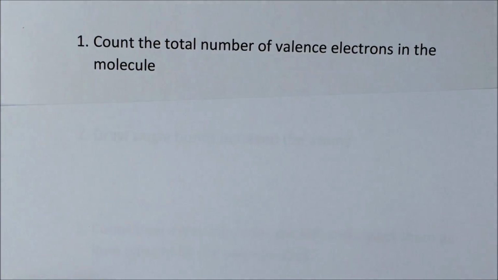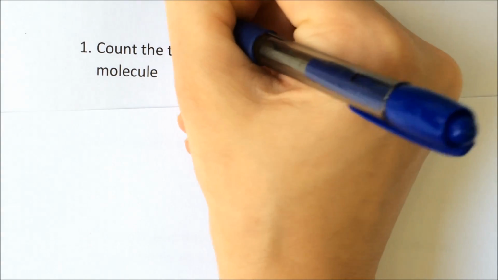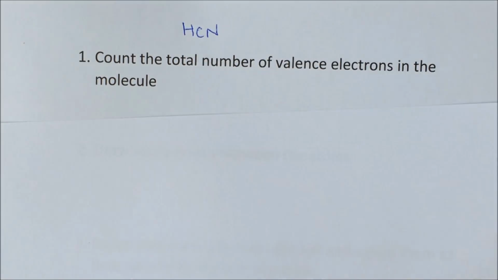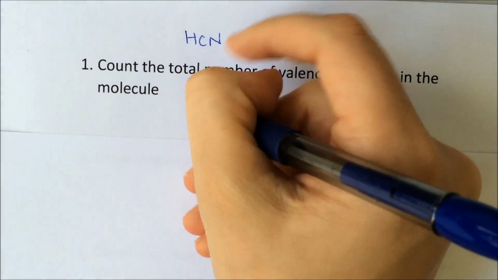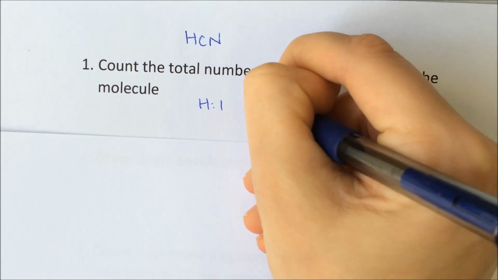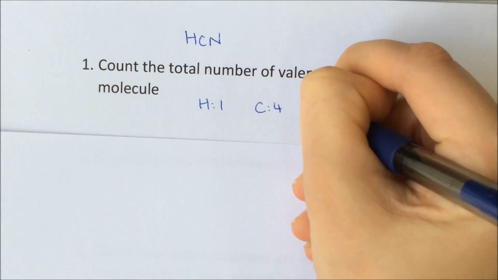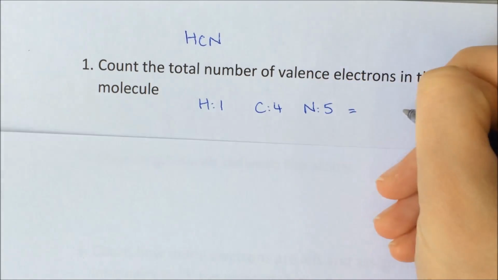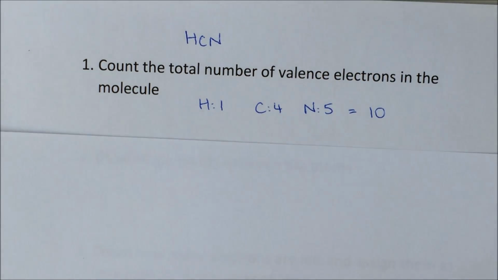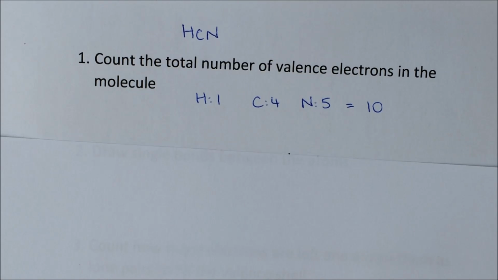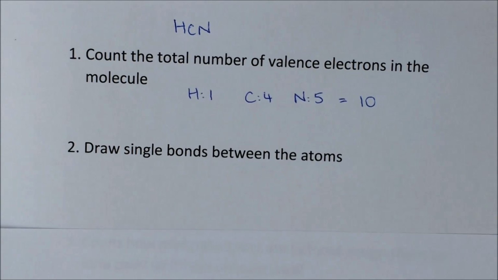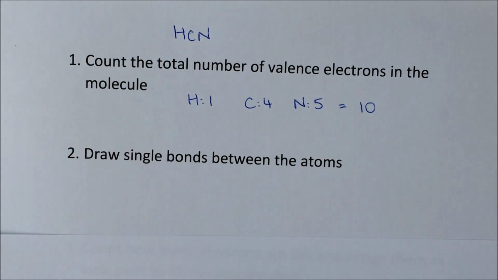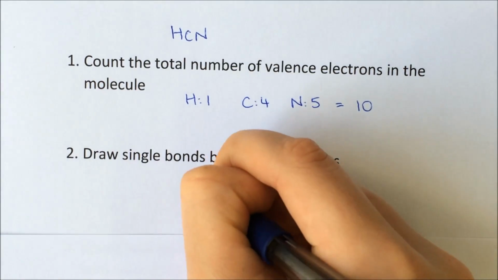Another example that we're going to look at is HCN. Here we count the total number of valence electrons. Hydrogen has 1, carbon has 4, nitrogen has 5. That gives us a total of 10. We need to have 10 electrons in our final Lewis structure. Let's draw single bonds between the atoms. In this case, carbon is our central atom.